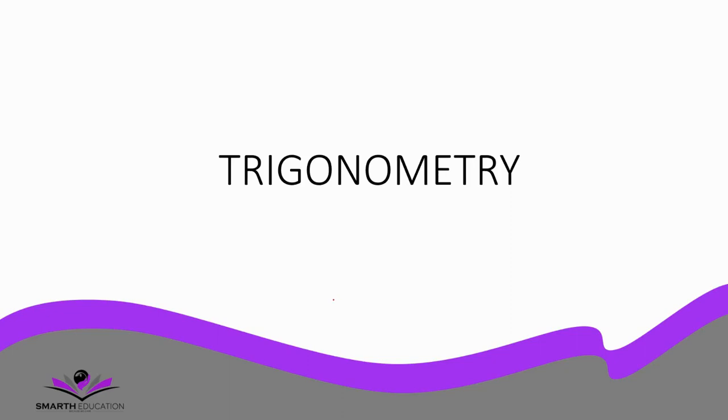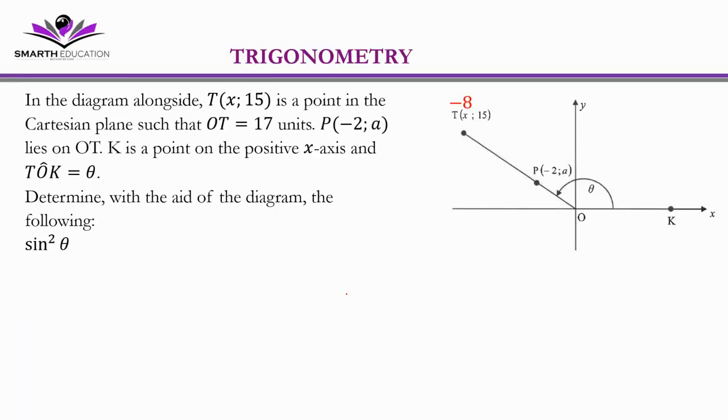Welcome back. Let's do question 114. In the diagram alongside, T is a point in the Cartesian plane such that OT is 17 units. P lies on OT. K is a point on the positive x-axis, and angle TOK is theta. Determine with the aid of the diagram the following for finding sine squared theta.